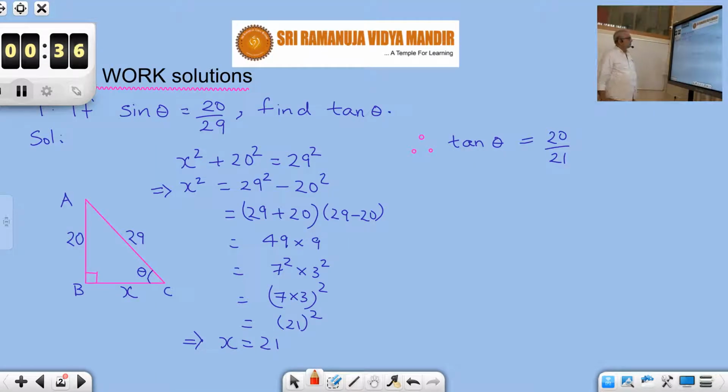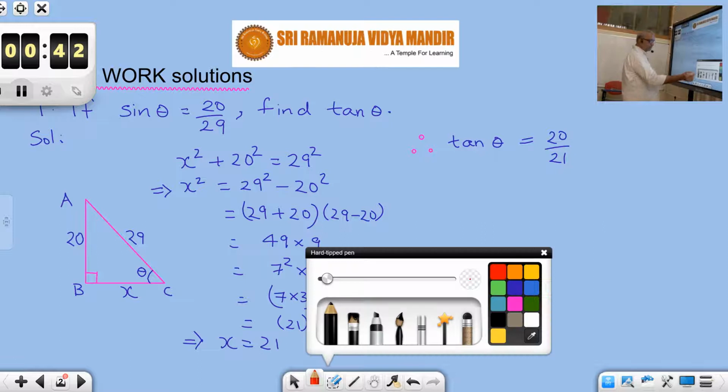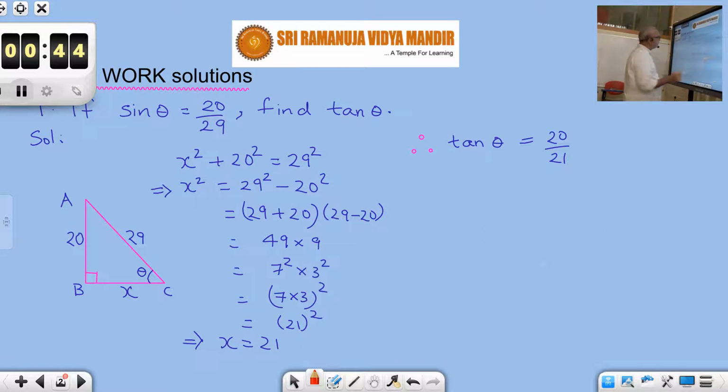So first, let us consider this example. If sin theta is equal to 20 by 29, find tan theta. This is a problem given as homework to you long back. So sin theta is given, we have to find tan theta.